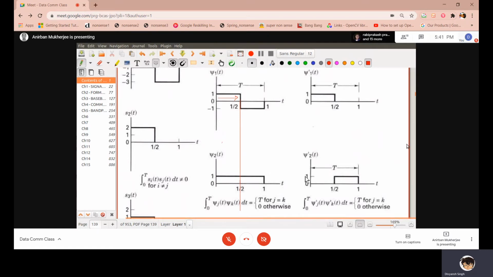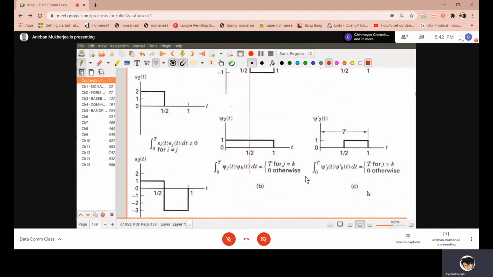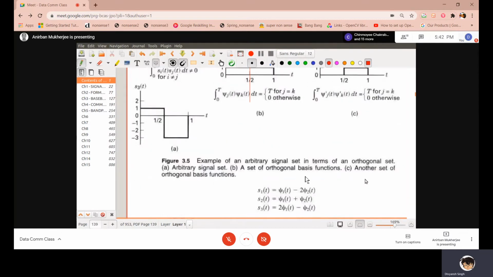Here also, if I do the integration, when this is 1, then that is 0, and when that is 1, then this is 0. So if j is not equal to k, for 1 and 2, you will find it is always 0. This function into 0, up to this point, and from half to 1, this function into 0. So now, this is an example of an arbitrary signal set to an orthonormal set.